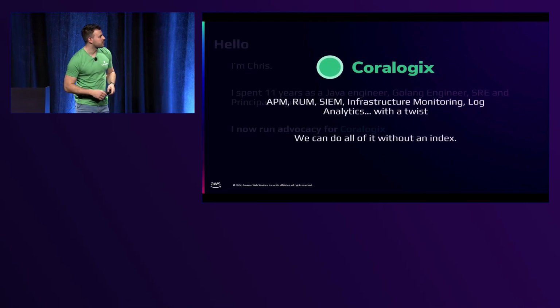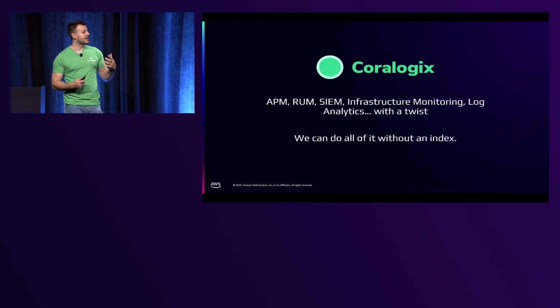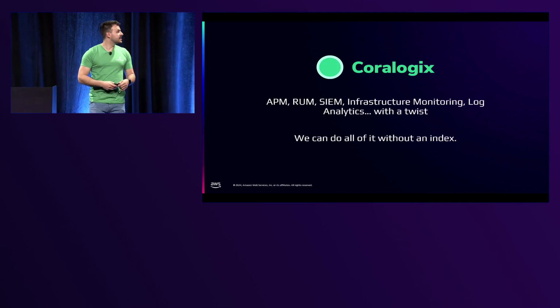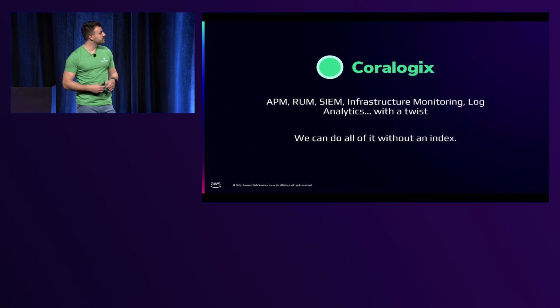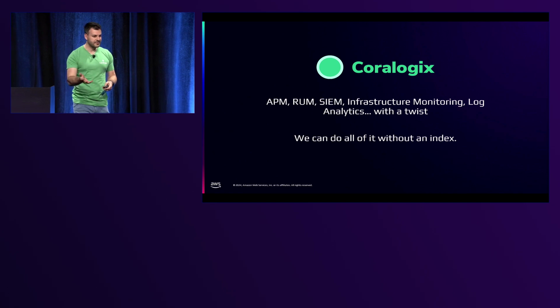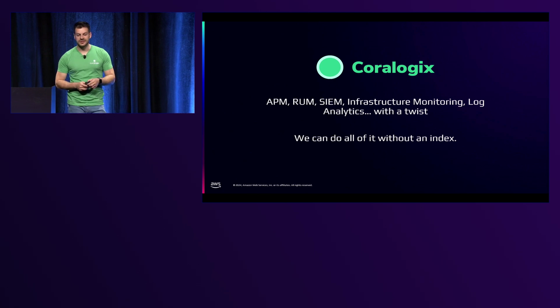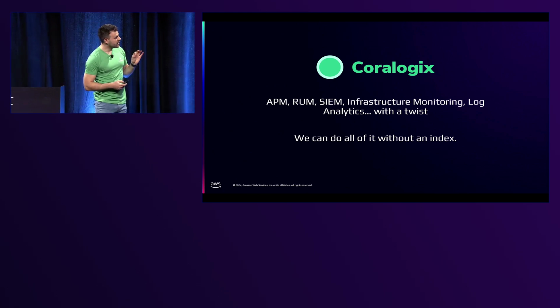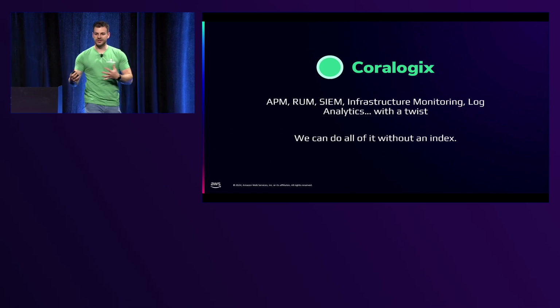But the idea is that we are processing APM data, browser data in the form of real user monitoring, SIEM, so security incident event management, infrastructure monitoring, log analytics, and so on. However, we do all of it without a traditional index. That's our little twist. That's our secret sauce. And it's been a hard-won architecture, a hard-won feature set, to go after this and learn deeply about what's going on. So that's the story today. And then also, how would you build it yourself? What are the tools that are relevant?